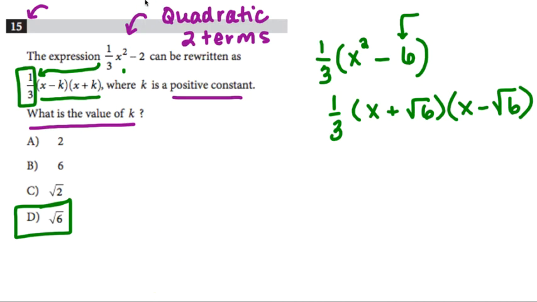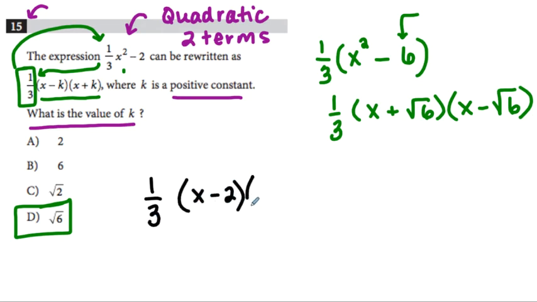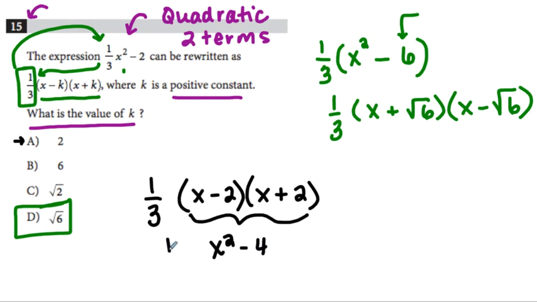Now the other way, remember I said if it says what is the value of k, one way you could do this is substitute the answers in for k and then multiply them to see if you get the original expression. So for example, if I put in 2, I have to do the multiplication. I'm going to do these first. That's going to give me x squared minus 4. 1/3 times that is going to give me 1/3 x squared minus 4/3. That's not going to work.